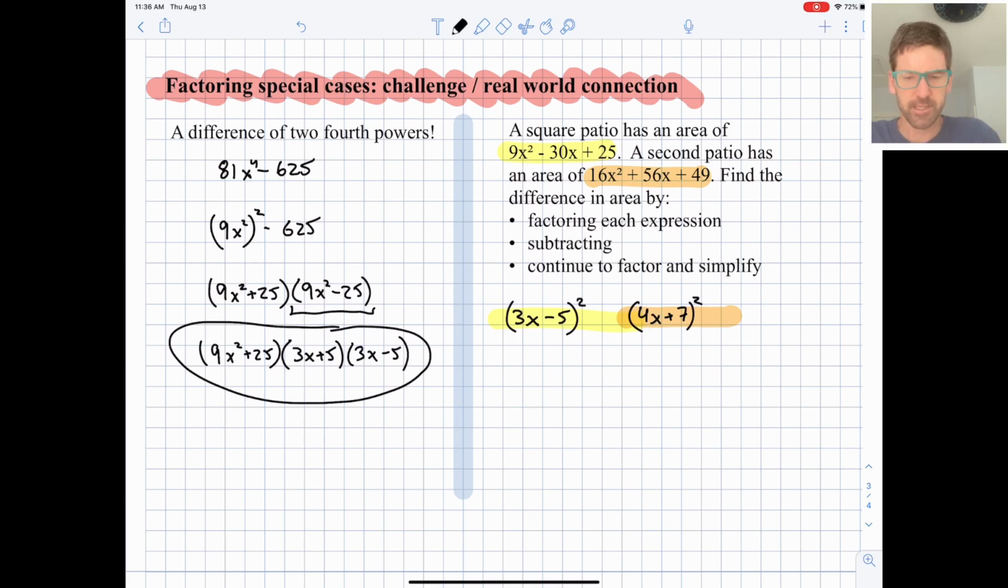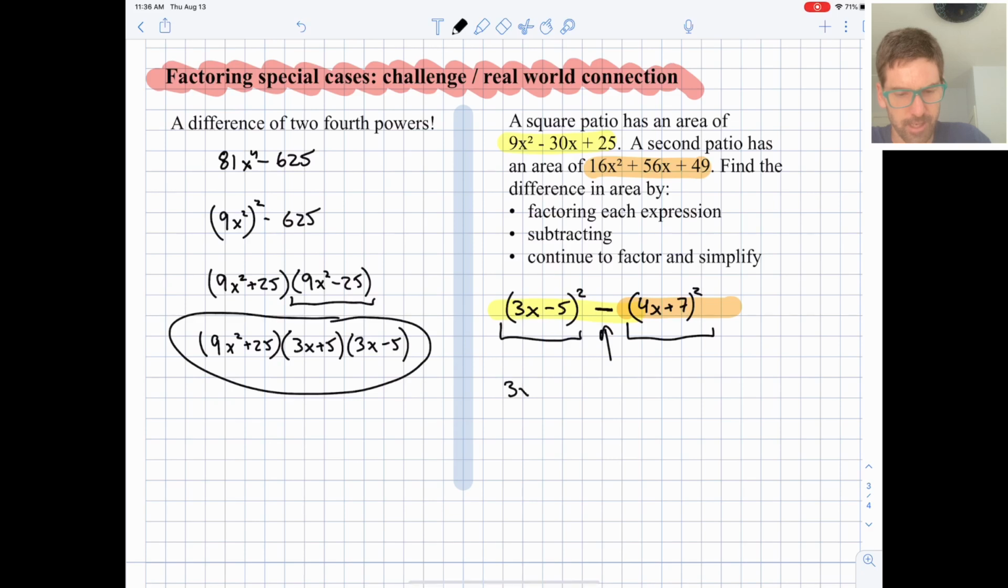So we need to find the difference in area between those two patios. So we're going to do a big subtraction. So check this out. Now we have a difference of 2 squares, right? This is a square, this is a square, and that's a difference. So this is going to turn into, let's see, 3x minus 5 plus 4x plus 7 times 3x minus 5 minus 4x plus 7. And since we're doing a subtraction, I'm going to make sure we put that in parentheses.